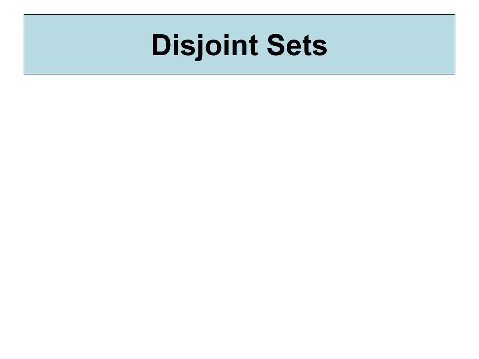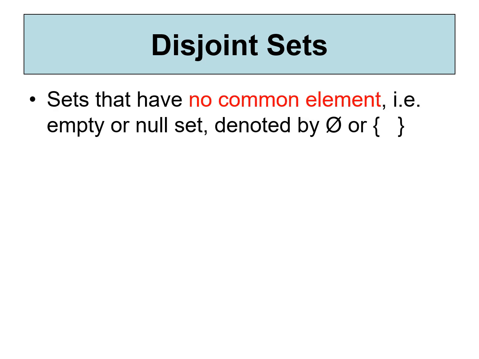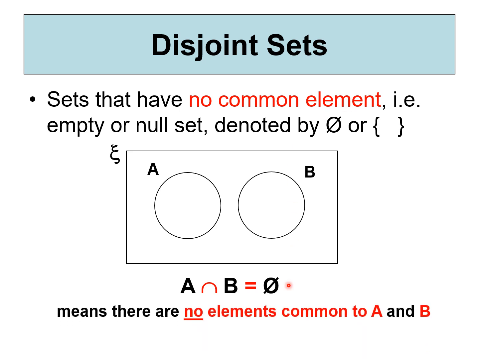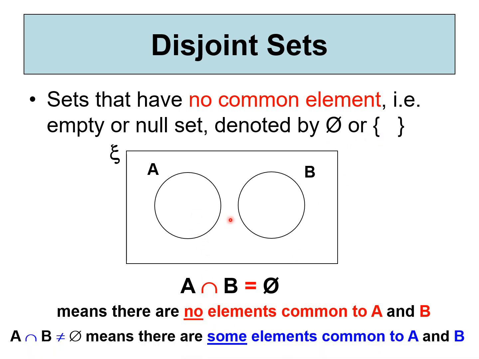Now, how about the disjoint set? Earlier in my previous lesson, I covered the disjoint set. If you can remember, it simply means that there is no common element. So the diagram will have two circles with no overlapping area at all. The notation we use here is the empty set or the null set. In this case, A intersect B is a null set because there is no common element.